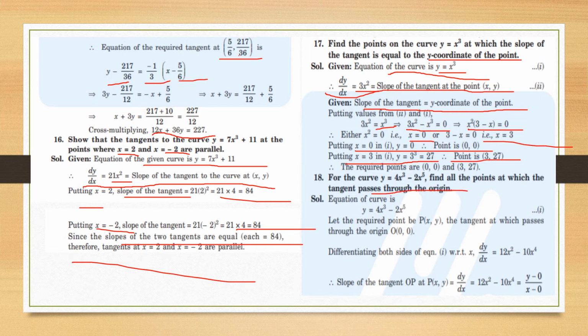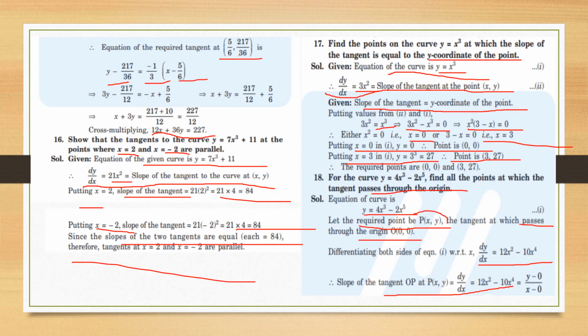So this is also a very good question. This is my curve. The required point is (x, y) at which the tangent is passing through the origin, so the passing point is (0, 0). I'll differentiate both sides. dy/dx is 12x² minus 10x⁴. Now the slope of the tangent will be the value of the derivative, that is 12x² minus 10x⁴.